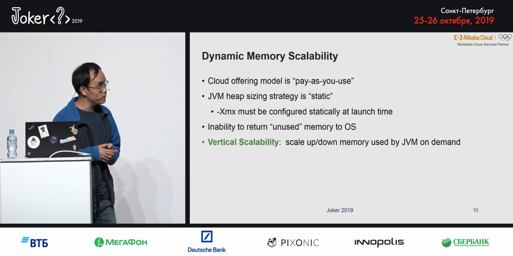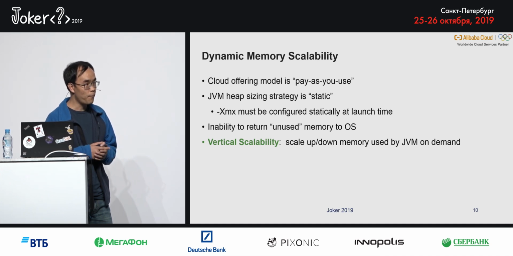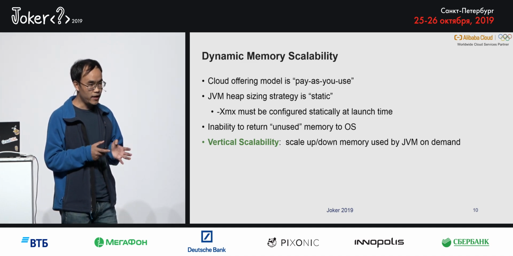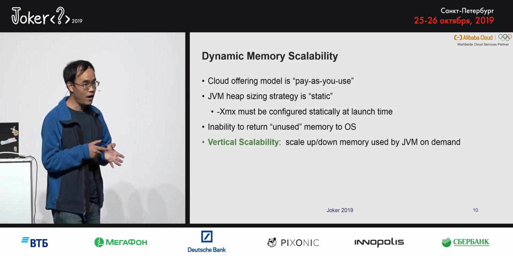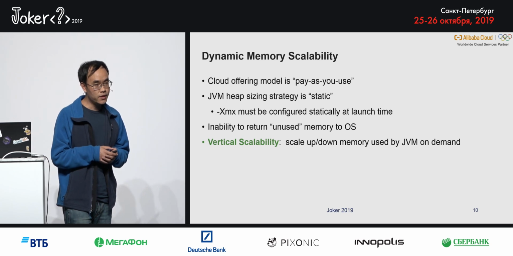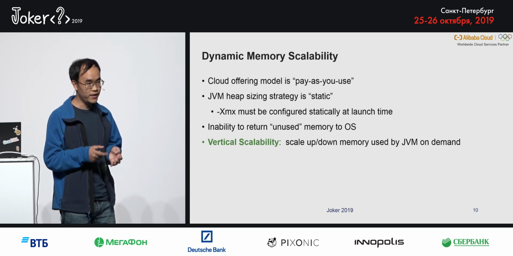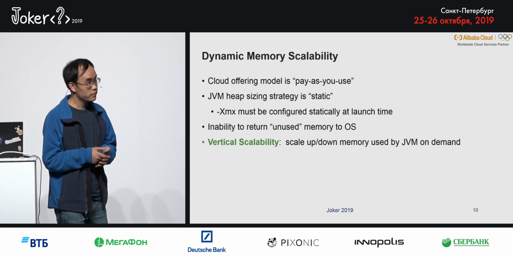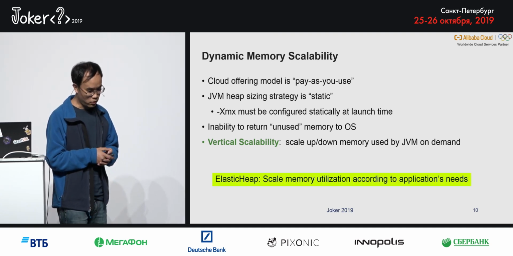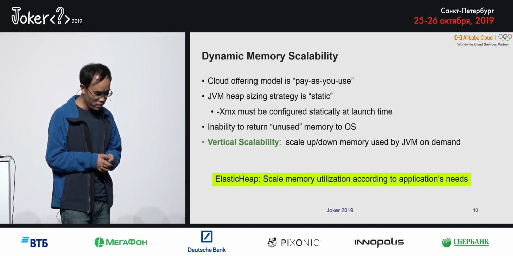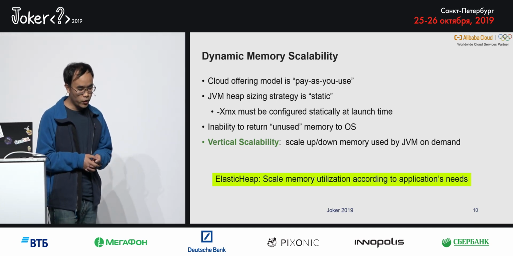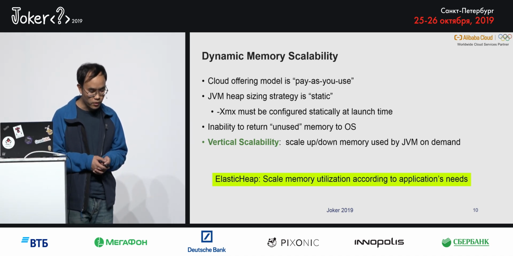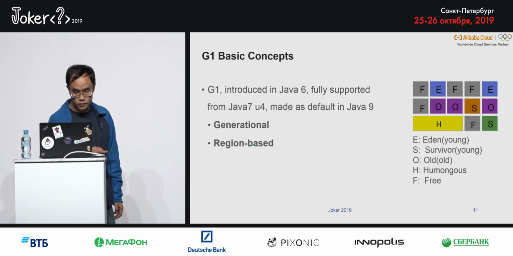I think this is the most important motivation. We want to introduce an elastic heap strategy to JVM. I think dynamically adapting JVM resources to better fit your application needs is a very, very important problem. So by using elastic heap, you can scale memory utilization according to your application needs. This is our purpose.